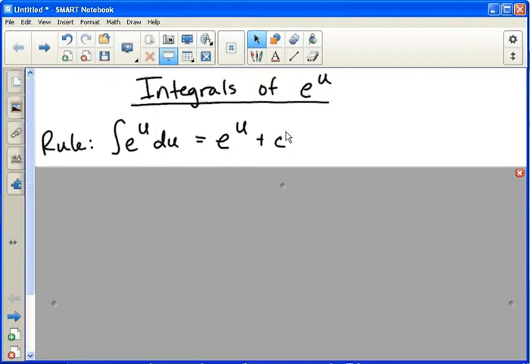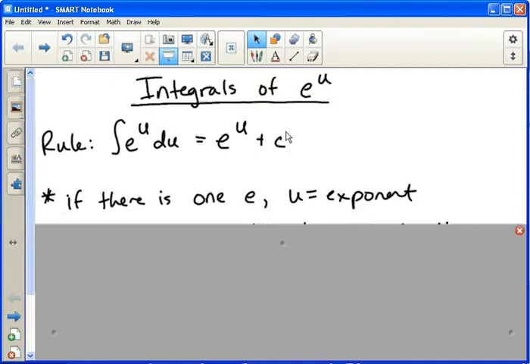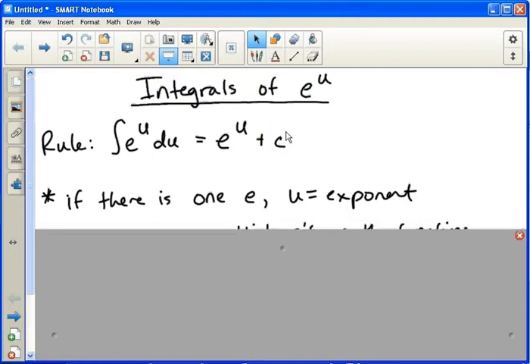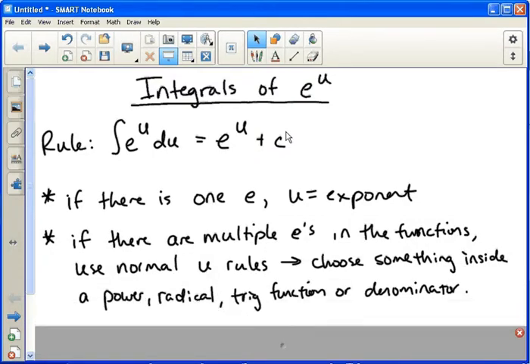So you're going to be using u substitution pretty exclusively with these. And here's kind of how you know what to choose for u. If there's just one e in the integral, then u is going to be the exponent. Now, if you have more than one e function, and we saw some of these with the derivatives, in that case you need to use just your normal u rules. You need to choose something that's inside of a power, a radical, a trig function, or a denominator. And we'll do examples with both so you see what I'm talking about. But if you can just keep this in mind: if there's one e, then u is going to be the exponent. If there's more than one e, then you're going to use the normal u rules.